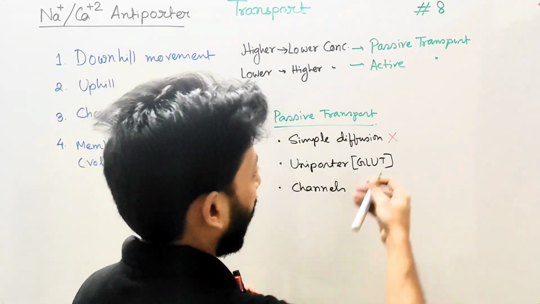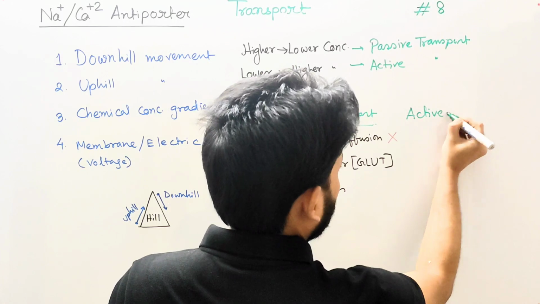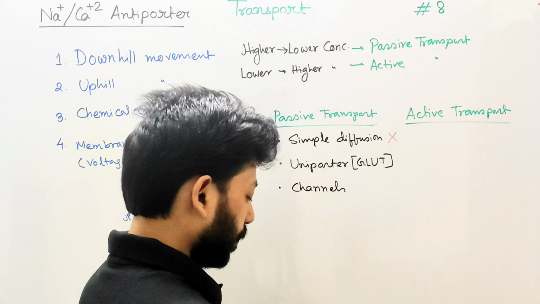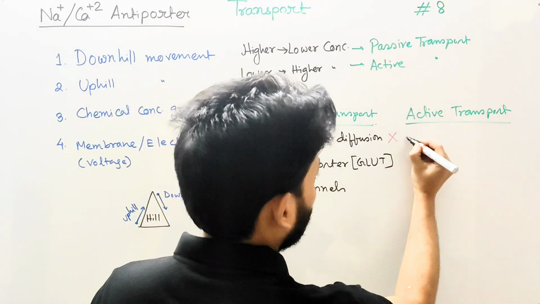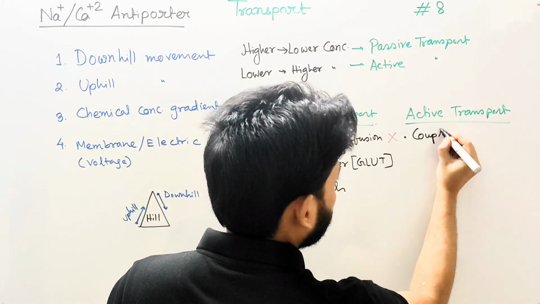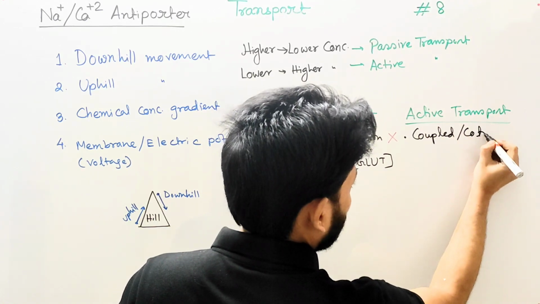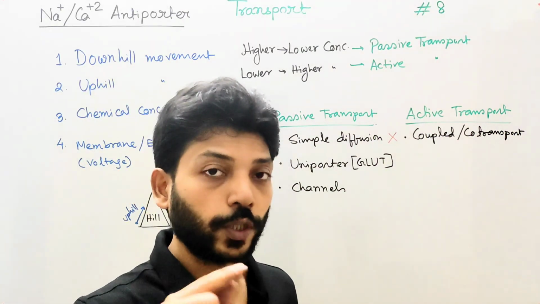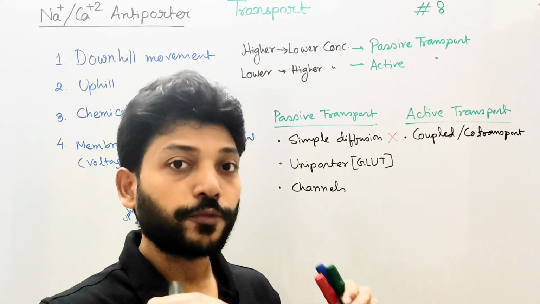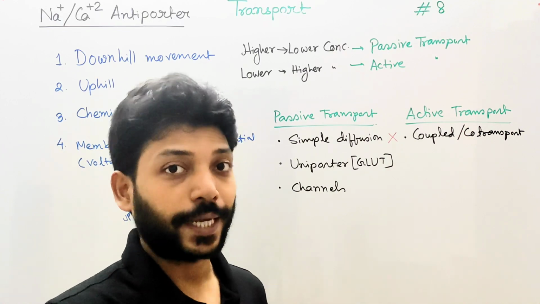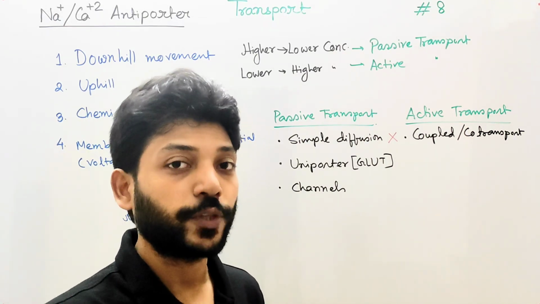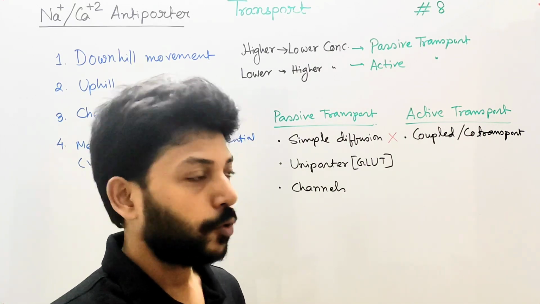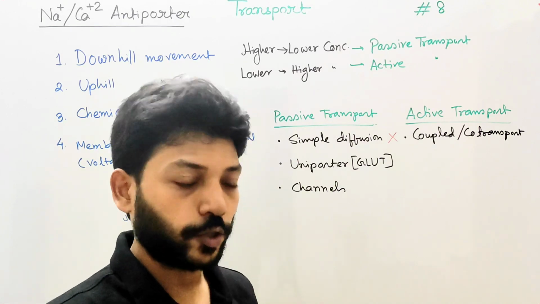Now let's take an example of active transport. Here also active transport occurs on 3 occasions. First, we call it coupled or co-transport. Now, why is it called coupled? Because here two molecules, or one molecule and one ion, move simultaneously. They are obligated to move simultaneously because neither can move without the other. So both molecules or ions move together during the transport.